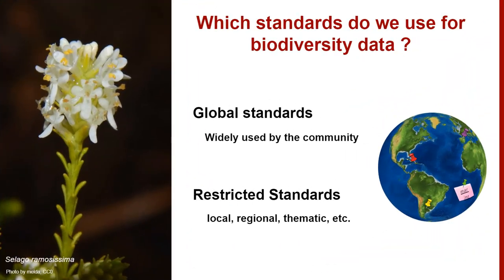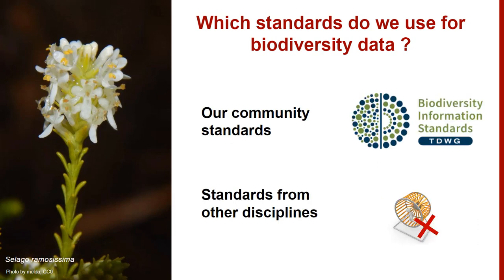Now, which standards do we use for biodiversity data? We use some global standards, widely used by the whole community, and some standards that are a little more restricted, can be local, regional, or thematic. For example, if we deal with data on marine species, it is possible that we will use some standards that do not necessarily apply to terrestrial specimens. Some of the standards we use are developed by the biodiversity data community, and others are taken from other disciplines. For example, to name countries, we use standards that come from the geographic discipline, not necessarily from the biodiversity branch.